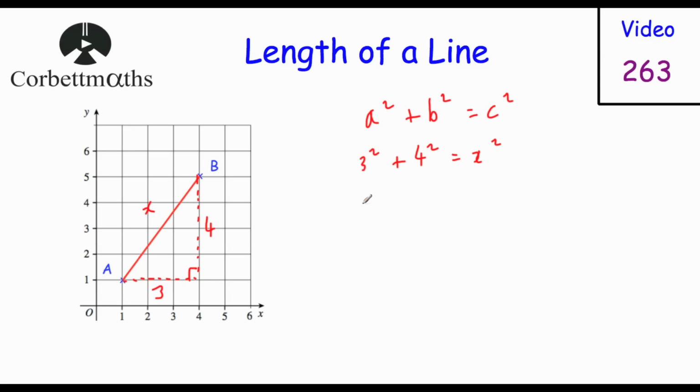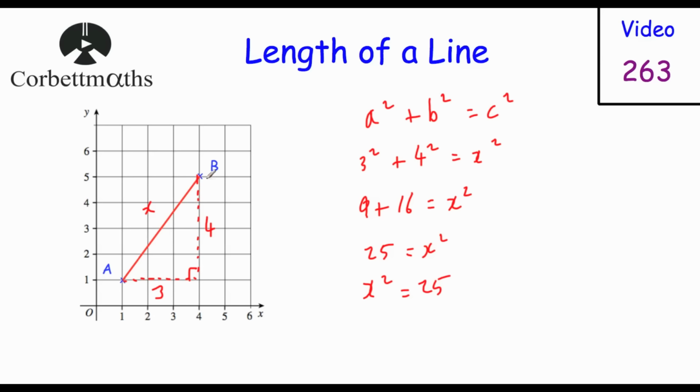Well, 3 squared is 9, so we've got 9 plus, and 4 squared is 16, so 16 equals x squared. So we've just squared 3 and squared 4. Then we're going to add our 9 and 16 together, so 9 plus 16 is 25, and that equals x squared. So we've got 25 equals x squared, or x squared equals 25.